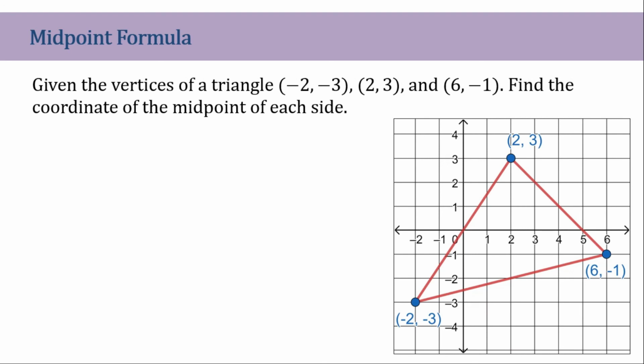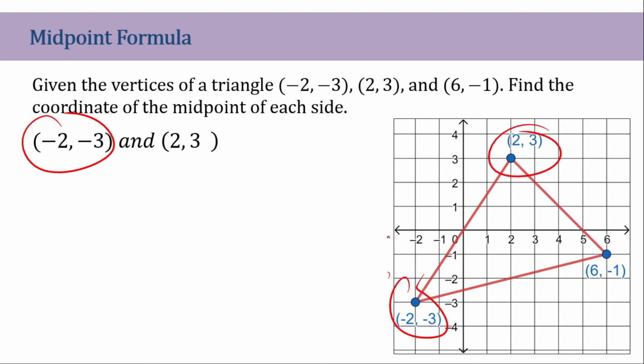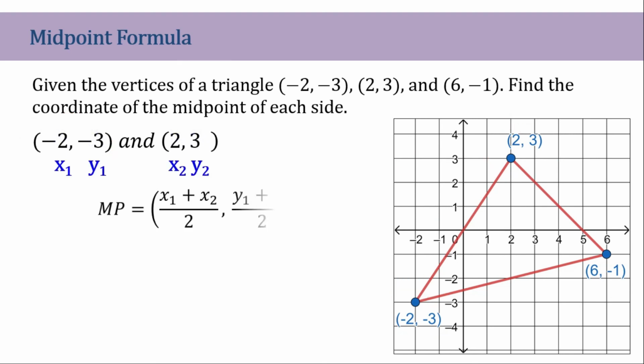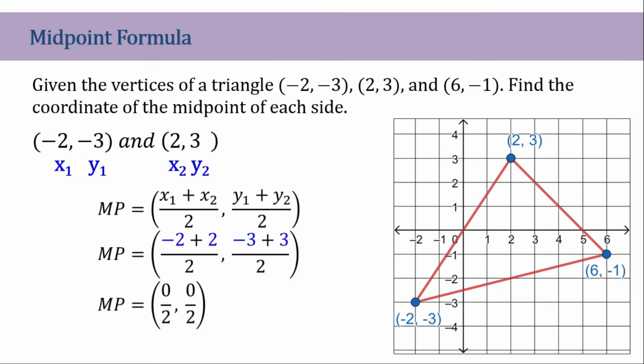Another problem. Given the vertices of a triangle, negative 2, comma negative 3, 2, comma 3, and 6, comma negative 1. Find the coordinates of the midpoint of each side. Okay, so let's use this side first. Negative 2, negative 3 and 2, 3. Let's find the midpoint of this. Using the midpoint formula and substituting all the values, we'll have the midpoint of 0, comma 0. So this will be the midpoint of this one.